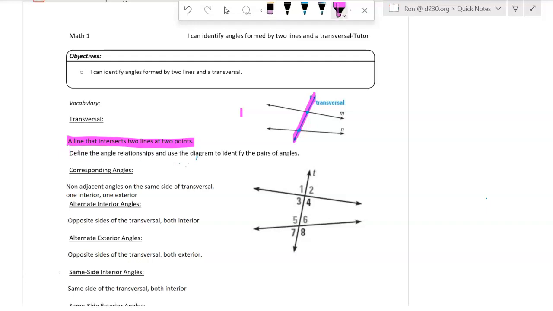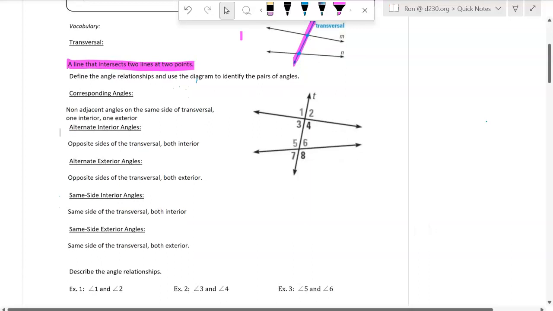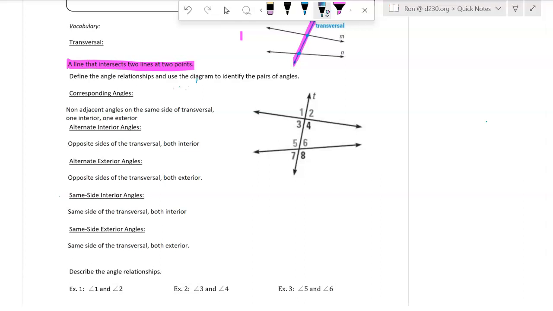What we're going to do now is define the angle relationships and use the diagram to identify the pairs of angles we are referring to. So let's take a look here. First thing we're going to talk about is corresponding angles. If I highlight the transversal, when we define what corresponding angles are, we say these are non-adjacent angles on the same side of the transversal, one interior, one exterior.